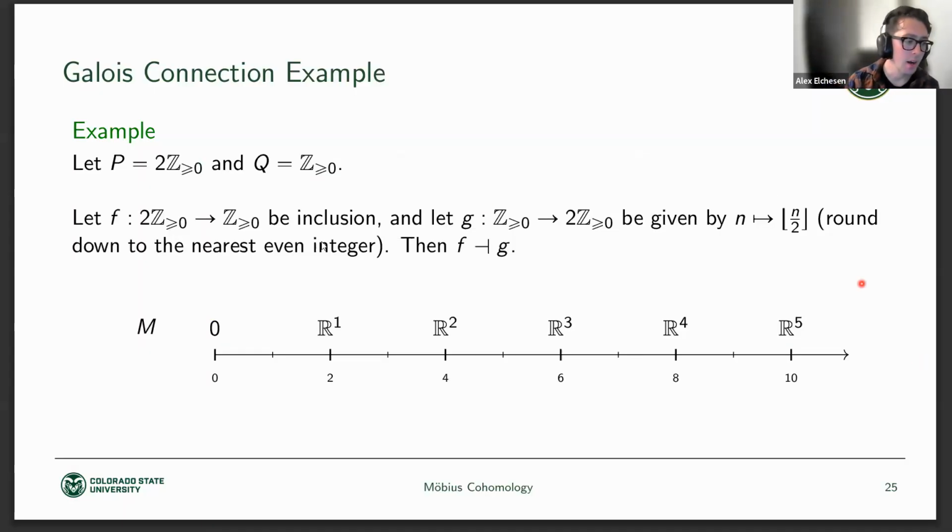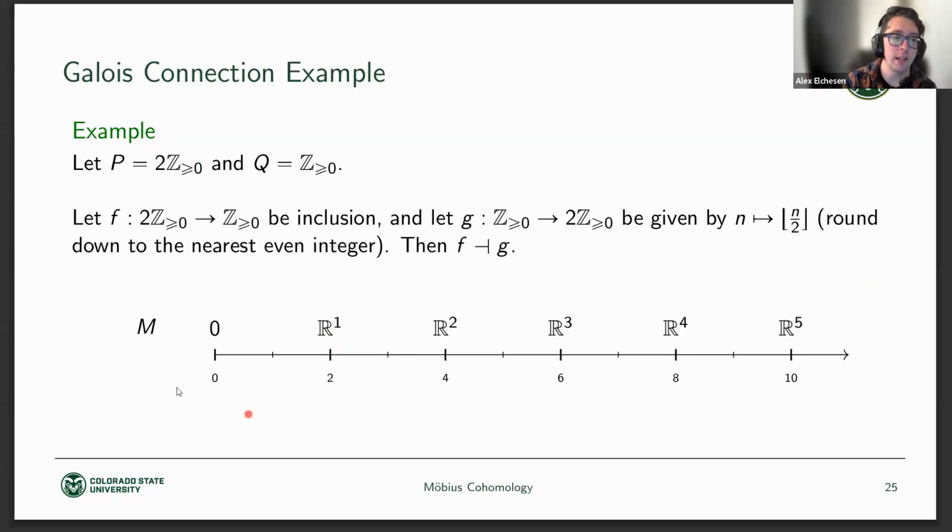And let me give you a simple example. P is going to be the set of non-negative even integers, and Q is just going to be all integers. F is going to be the inclusion of evens into all integers, and G is going to be essentially just round down to the nearest even integer. So 2 or 3 would get mapped to 2, 2 would stay at 2, etc. You can check that this is a Galois connection, a classical example, rounding down.